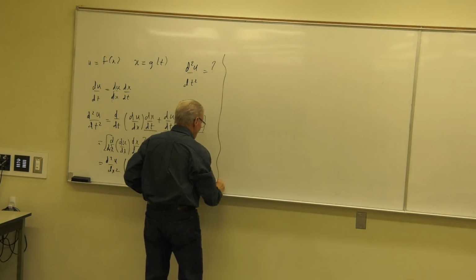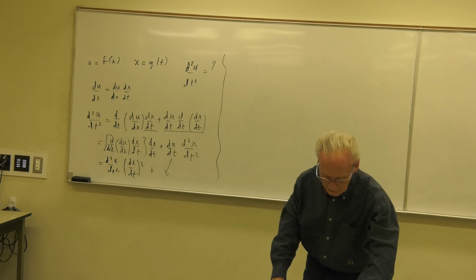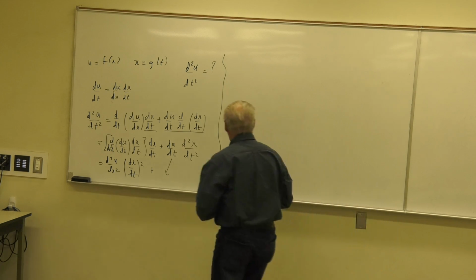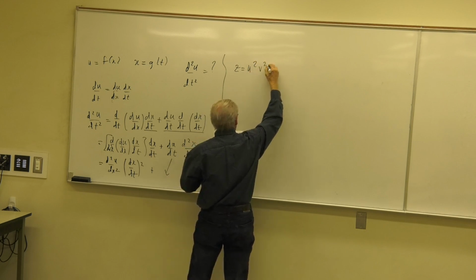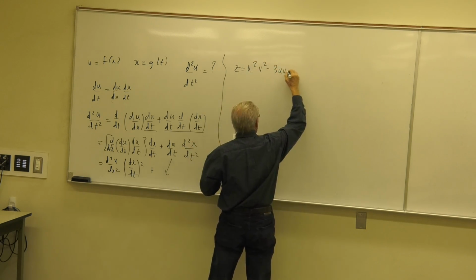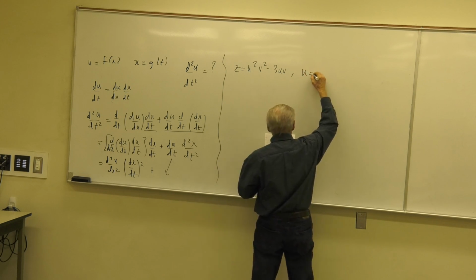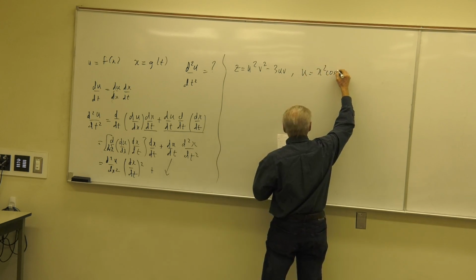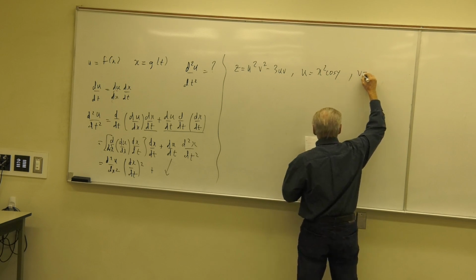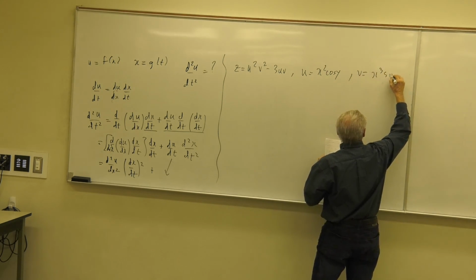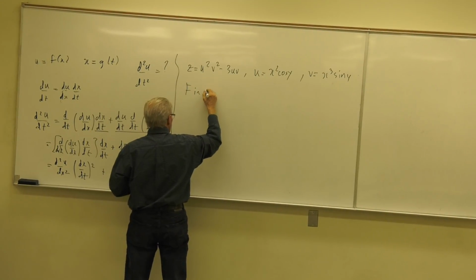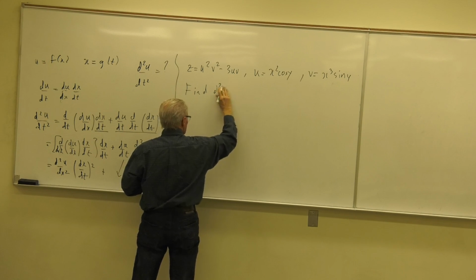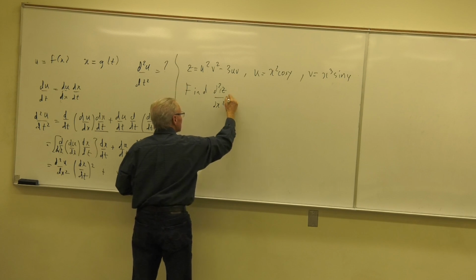Let's now compare that to a multivariable situation. Suppose I give you that z is equal to u squared v squared minus 3uv. I tell you that u is equal to x squared cosine y, and I tell you that v is equal to x cubed sine y. And the objective: find the second partial derivative of z with respect to x, squared. So that's the objective. Find that.